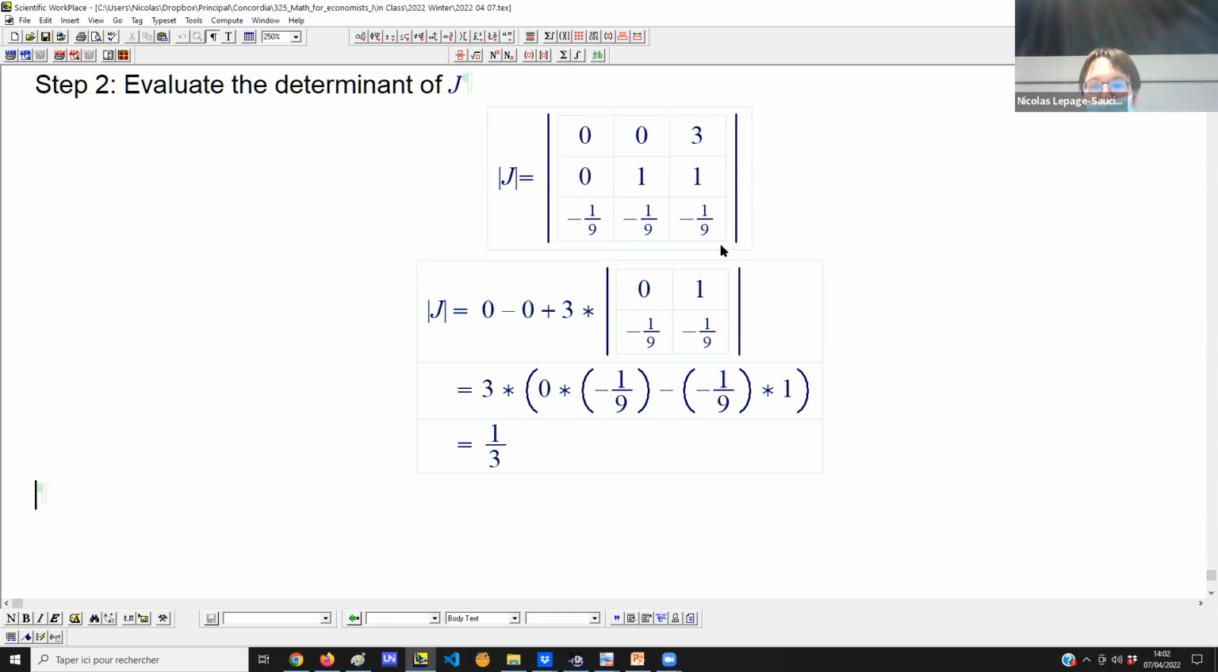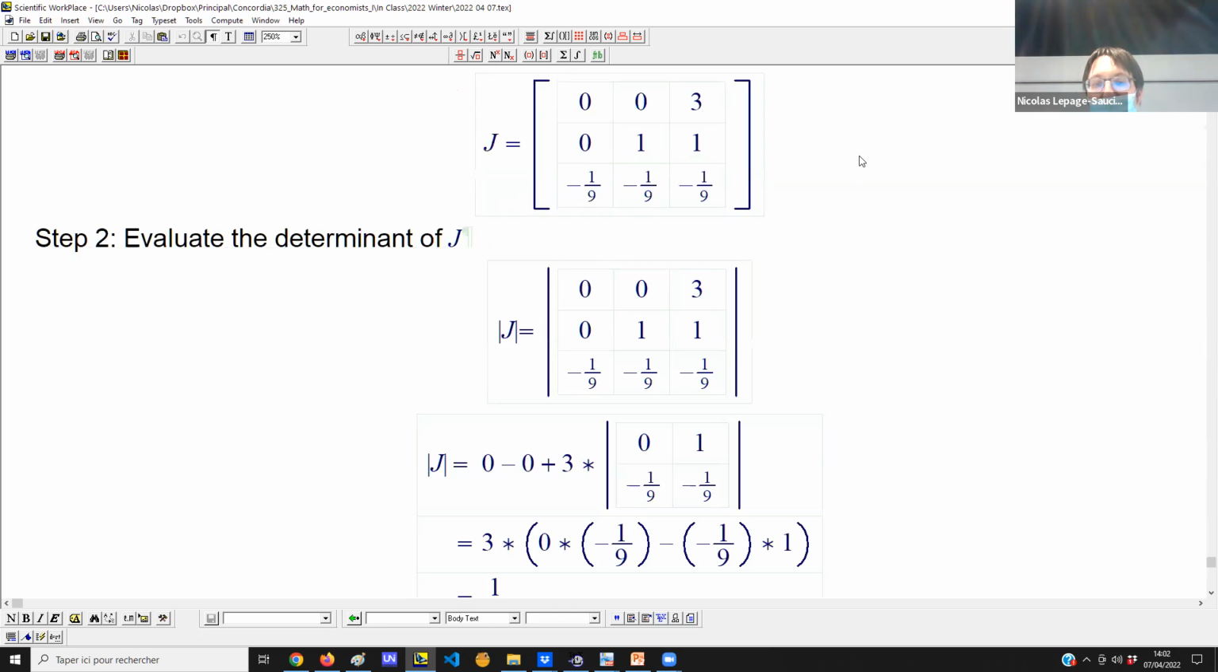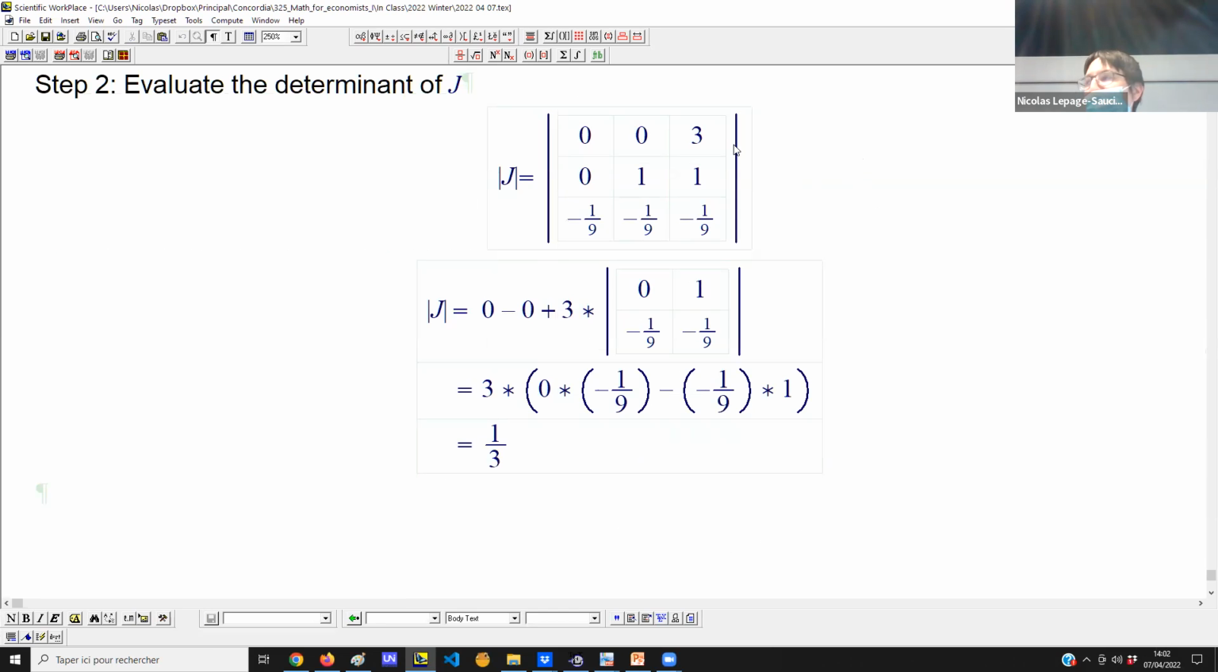So what we were talking about is a fast way to compute the determinant. Since here we have a bunch of zeros, I know already that I'm going to have 3 times this determinant, but here again I have a 0. So again, this is irrelevant. There's only this part that's interesting. So essentially I could just multiply 3 times 1 times minus 1/9.